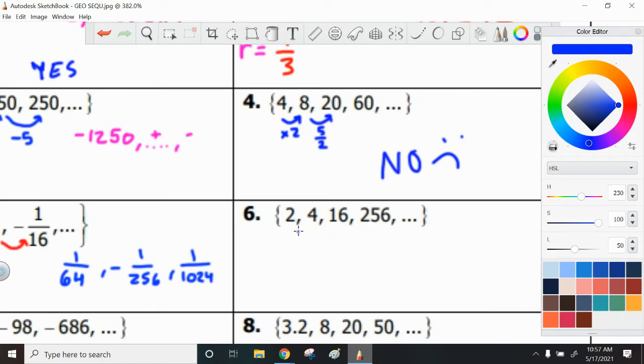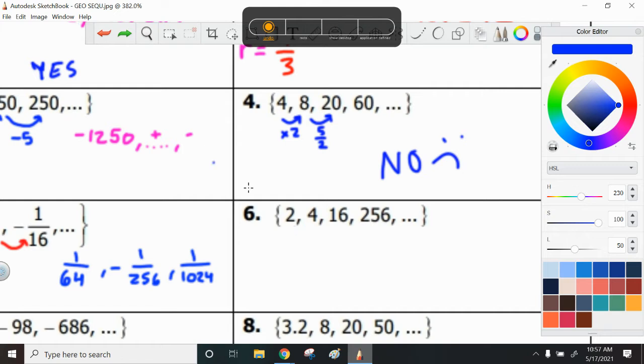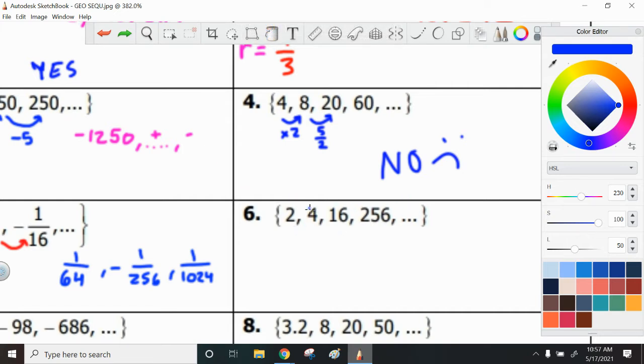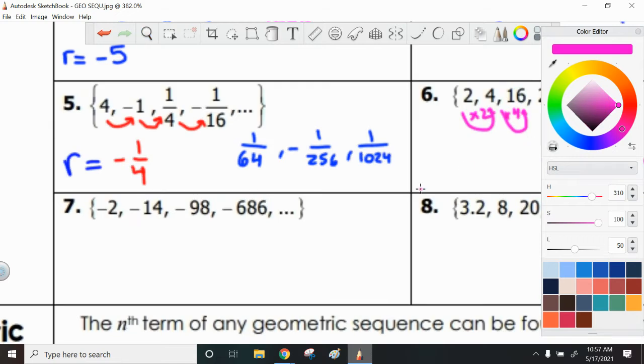Number 6. This looks like a times 2. What do you say? Right, so this is a pattern. 2 squared makes 4. 4 squared makes 16. 16 squared makes 256. But is that a geometric pattern where we multiply by the same exact thing? No, right? This is a times 2, and then this is a times 4. And right there, you know, it is not a geometric pattern. What would our ratio be for the next question?